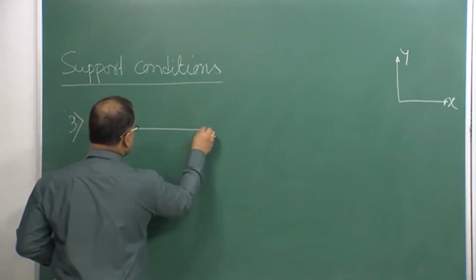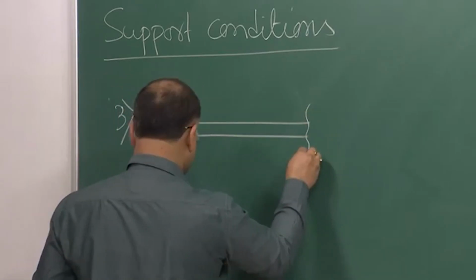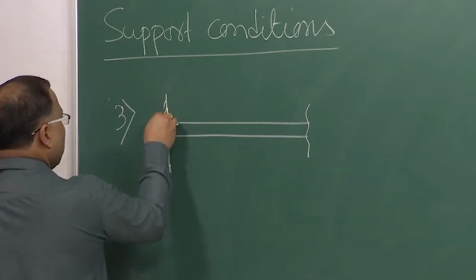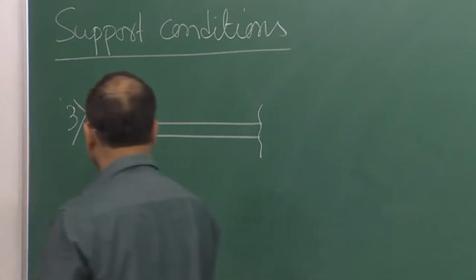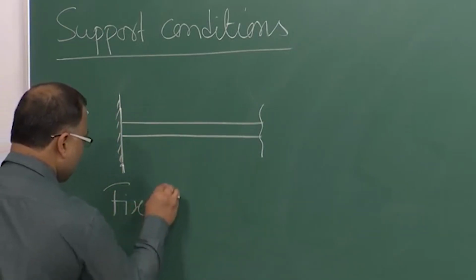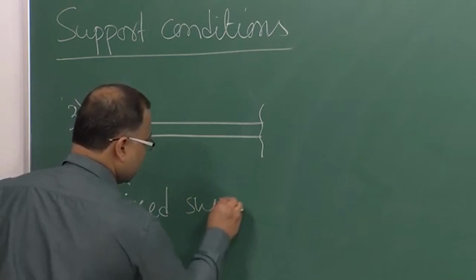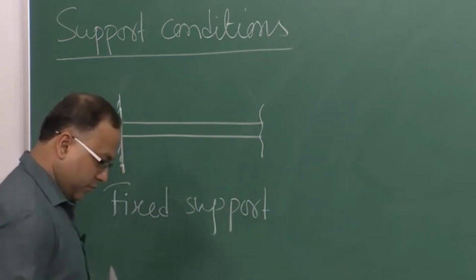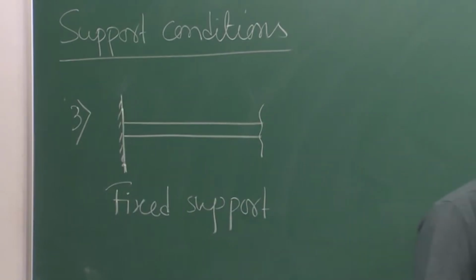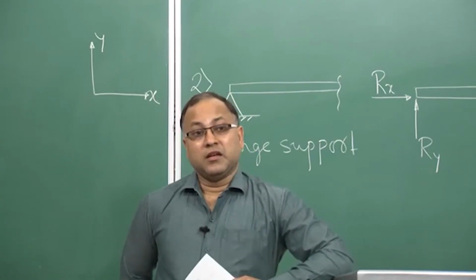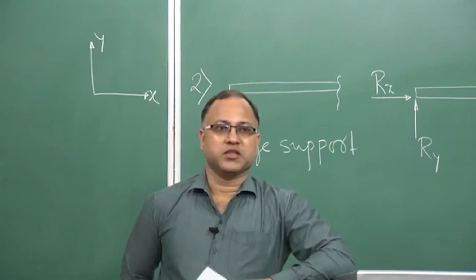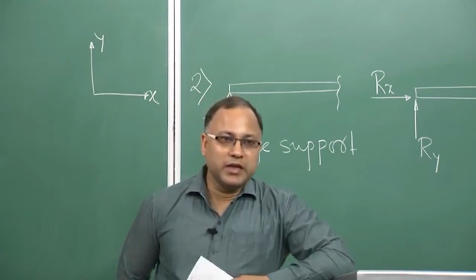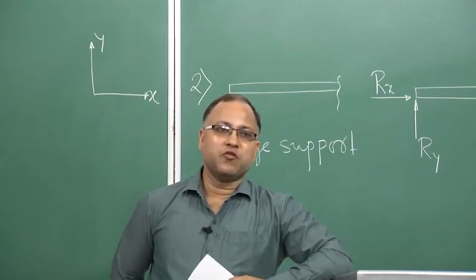So, the next type of support is the fixed support. This support does not allow horizontal movement, does not allow vertical movement, and does not allow any rotation. Because all the movements are restricted, I should get all the reactive forces.